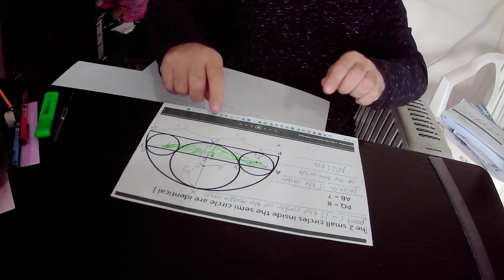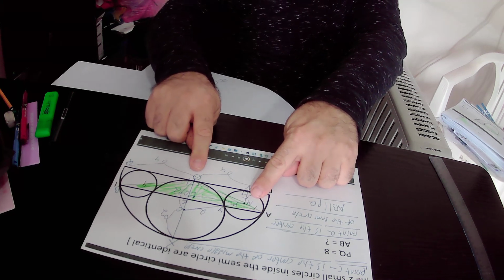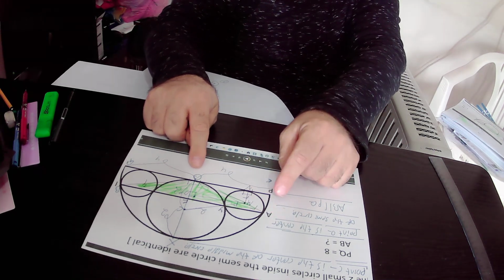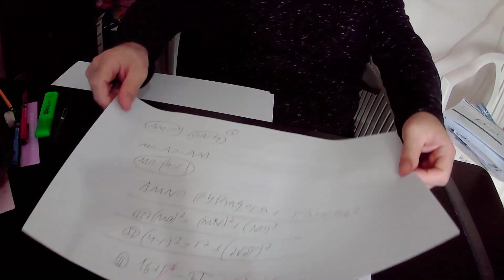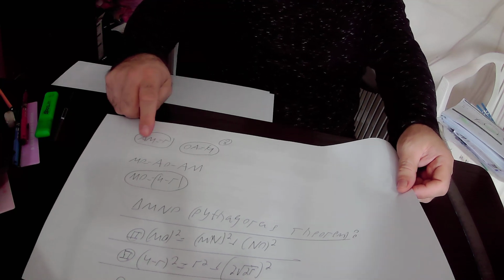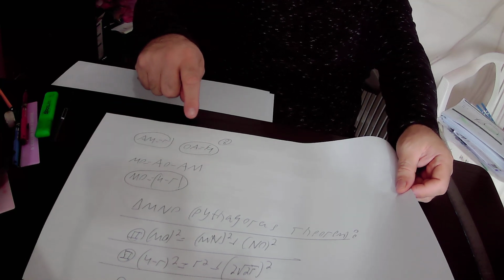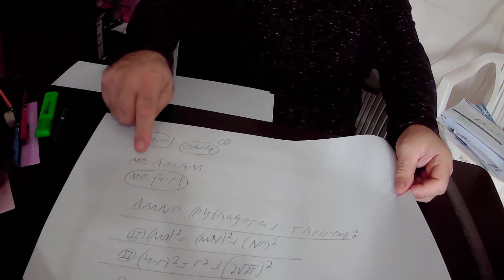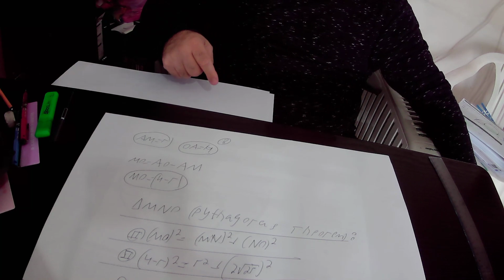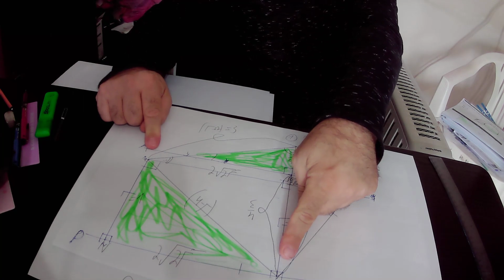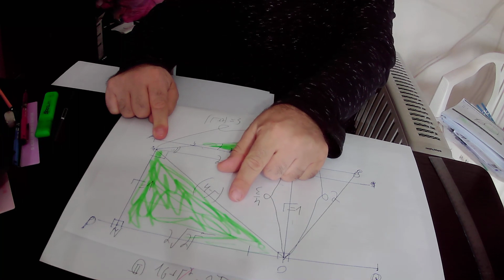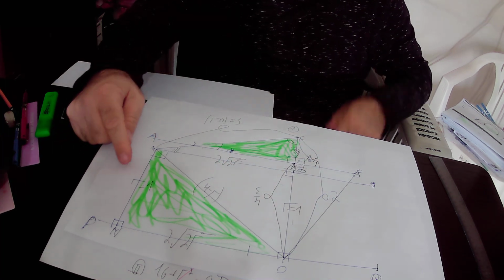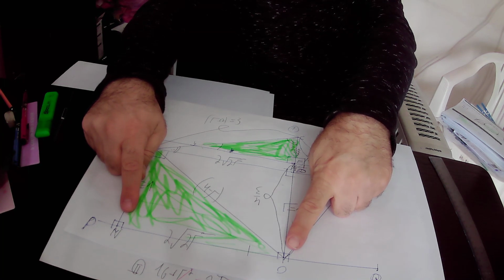What is the value of MO? From this drawing, you can see that MO equals AO minus AM. We have already found out that AO equals 4 units and AM equals R. So in total we found out that MO equals 4 minus R. Okay, MO equals 4 minus R. MN equals R, and NO equals 2 times square root of 2R.